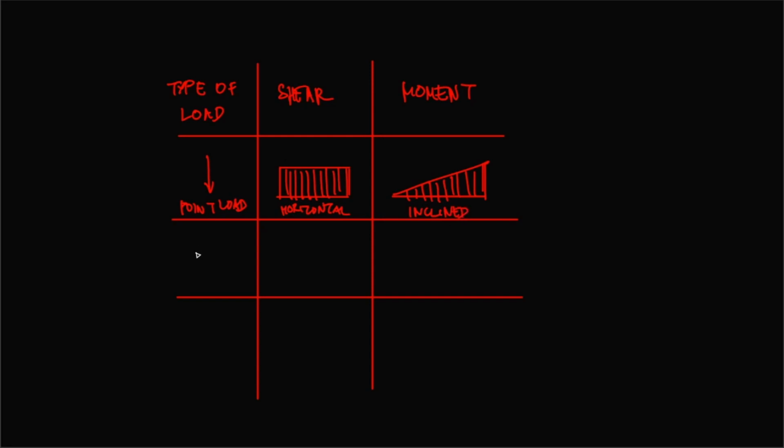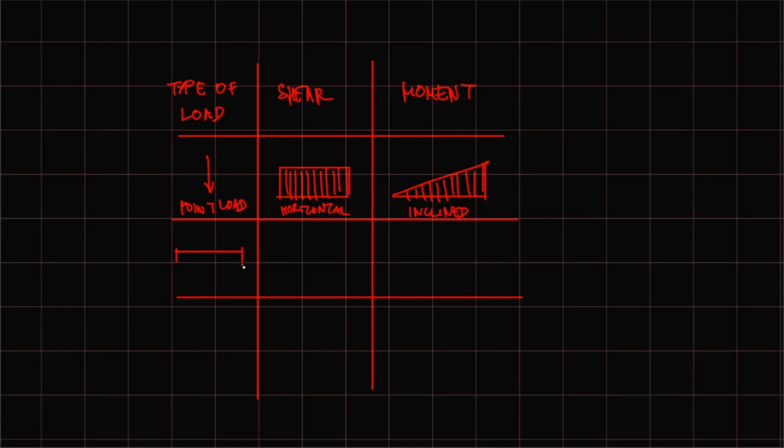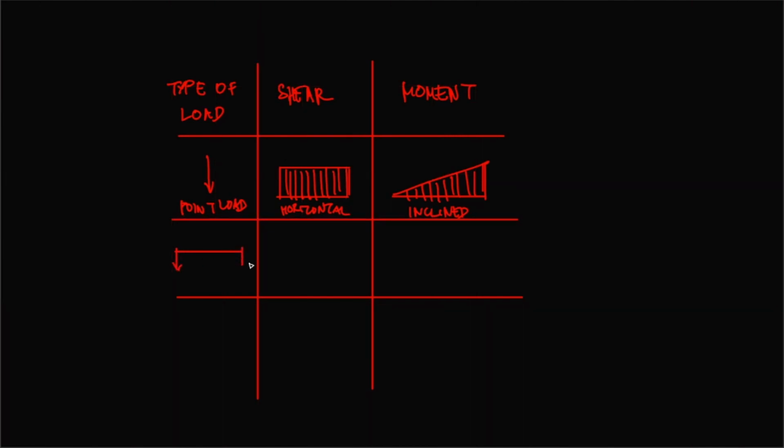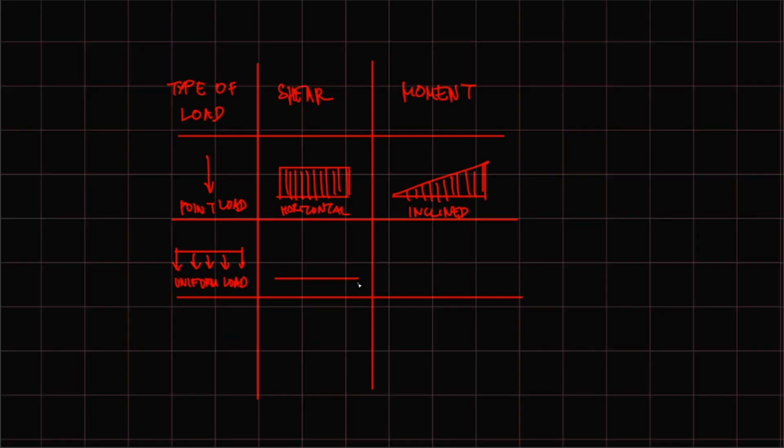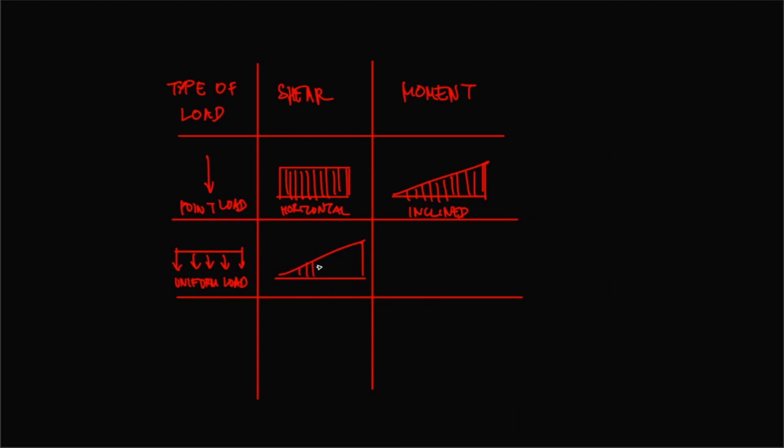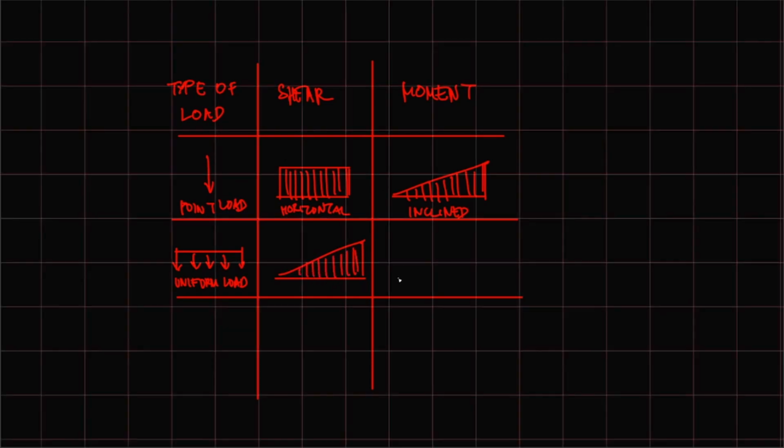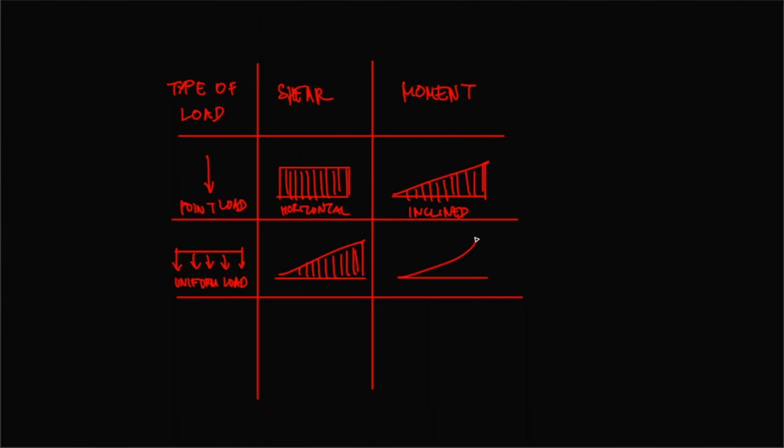After that, there is something called a uniform load, which is a distributed force, except that it is in a uniform state, all equally distributed. The load is equally distributed, and the shear will be drawn as inclined, while the moment will now be parabolic. Something like that. This is inclined and this is parabolic.